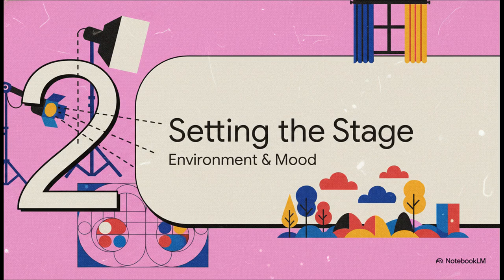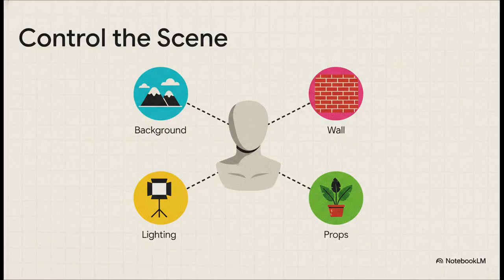Now the fun begins. This is where we get to be set designers and build the entire world around our subject to really tell a story. You have way more control over the scene than you might think. You can call out the background, the style of the walls, maybe add a few key props that hint at a story. And of course, you can define the general lighting. Each one of these little details gives the AI a clearer blueprint to build from.